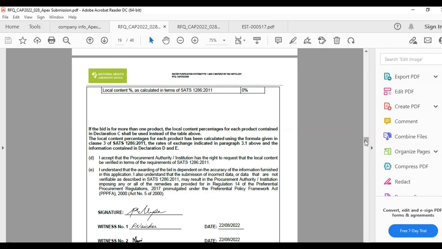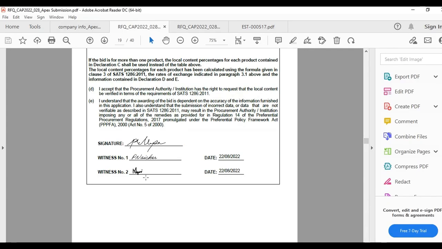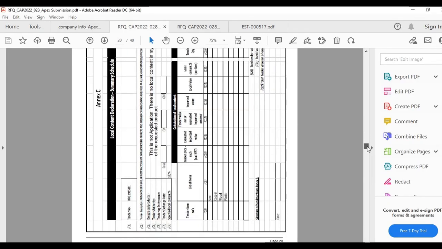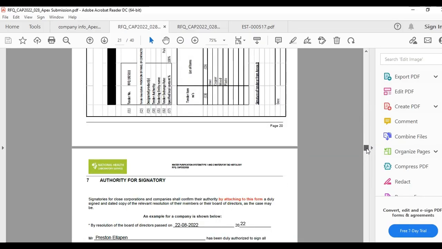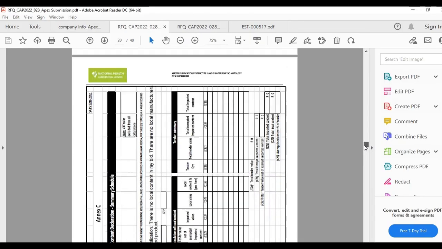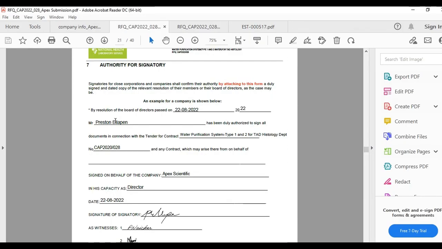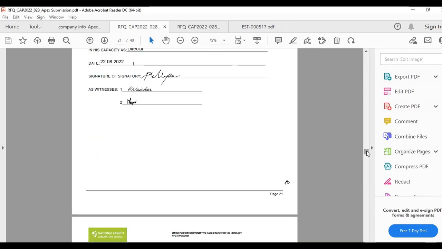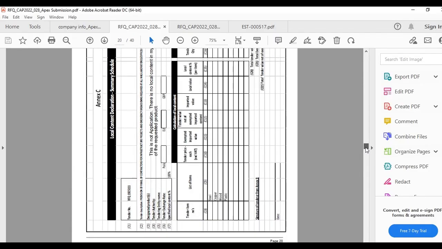Then again, sign, 2 witnesses and the date. Annex C is just them showing the breakdown of how it should be worked out. You don't have to fill out anything there. So here you'll put the name of the person that's signing the document, the date, RFQ number and description here. On behalf of the company Apex Scientific, in your capacity, the date you're signing, and then again 2 witnesses at the bottom. You just need to go over the terms and conditions of every RFQ document. Some of them require you to initial each page, so just make sure you are looking out for that as well. In this case, you can see he has initialed each page of this document.